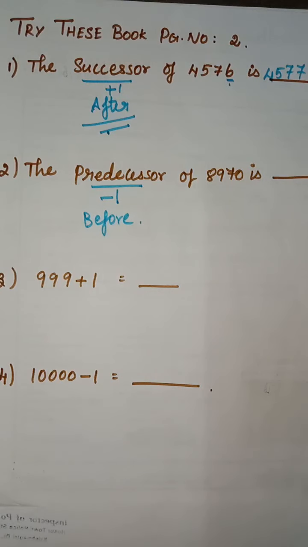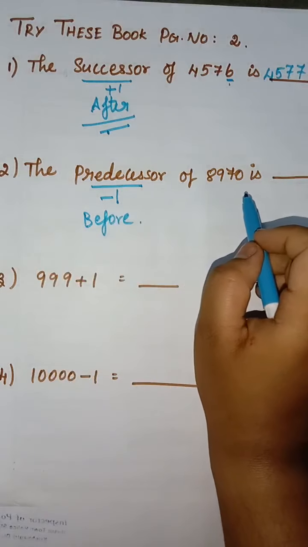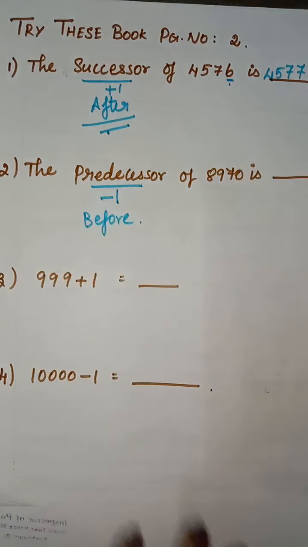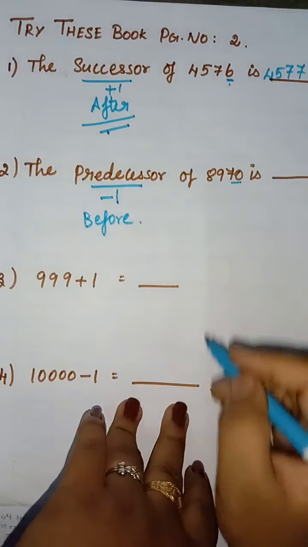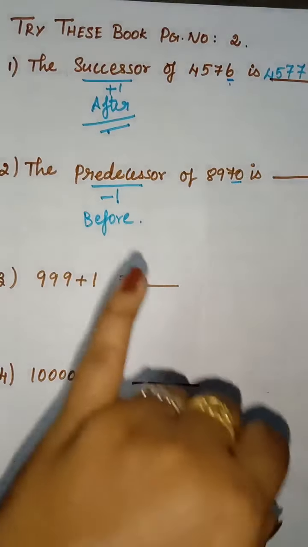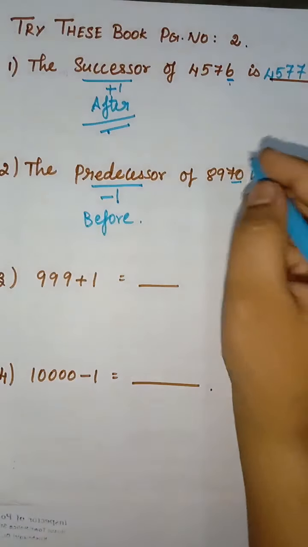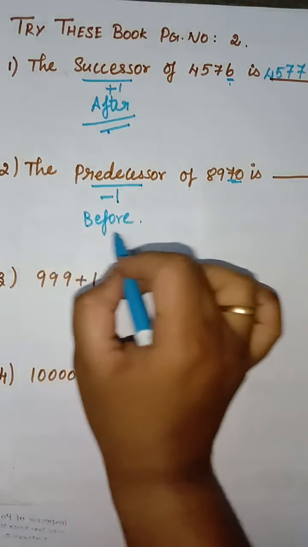Okay, next, the predecessor. The next question is the predecessor of 8,970. Now here what we are going to see is the same last digit. It is 0. So for 0 we are going to see the before number. So then the before number is 7, so 70. Before 70, what is your number? 69. Yes, before 70, what will be the number? 69. So the predecessor means the before number.